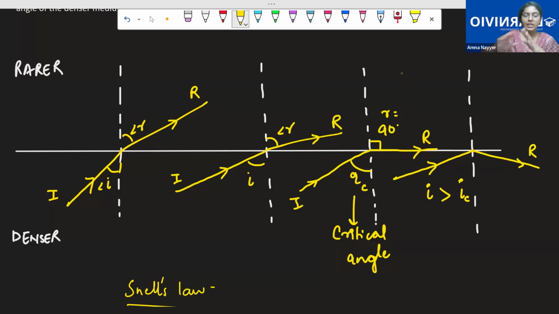What happens? See, two conditions are there for total internal reflection to occur. One is that the light ray should travel from denser to rarer medium, then only this will occur. Second condition is that the angle of incidence should be greater than this critical angle. And what exactly is this critical angle? The angle of incidence in the denser medium for which the angle of refraction in the rarer medium is 90 degree.